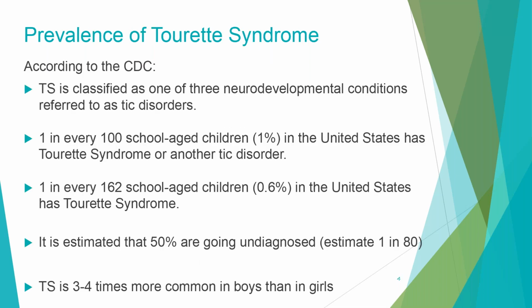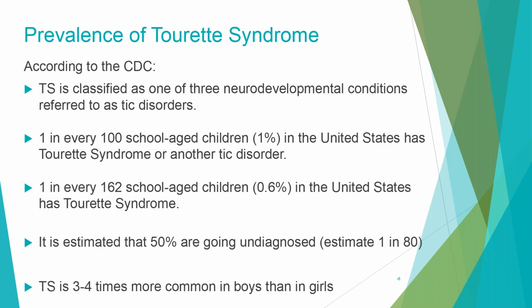According to the CDC, they've given some statistics for the occurrence of tic disorders. 1 in every 100 school-aged children in the United States has been diagnosed with Tourette syndrome or another tic disorder. 1 in every 162 school-age children has Tourette syndrome.